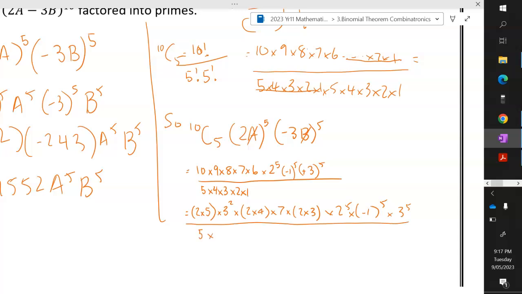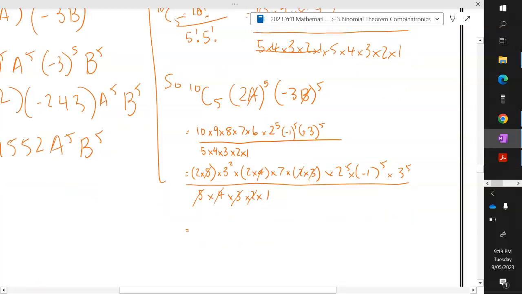And on the bottom line we've got 5 and 4 and 3 and 2 and 1. And now we're going to cancel things out. So everything on the top is multiplied, everything on the bottom is multiplied. So I can cross that 5 with that 5. That 4 can cross out with that 4. That 3 can cross with that 3. We'll go that 2 with that 2. And we've got the 1 that we don't need to deal with because it's just a 1.